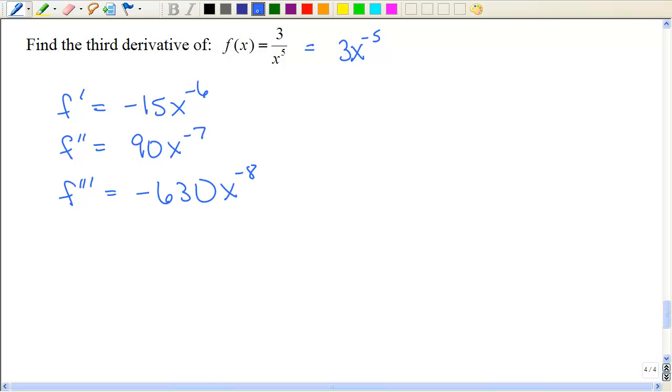All right, so look at here. When you have a negative exponent, when you take the derivative, notice how it keeps changing signs. Go from negative, positive, negative, and you would continue that pattern. So unless I've multiplied incorrectly, I believe that is the correct answer.